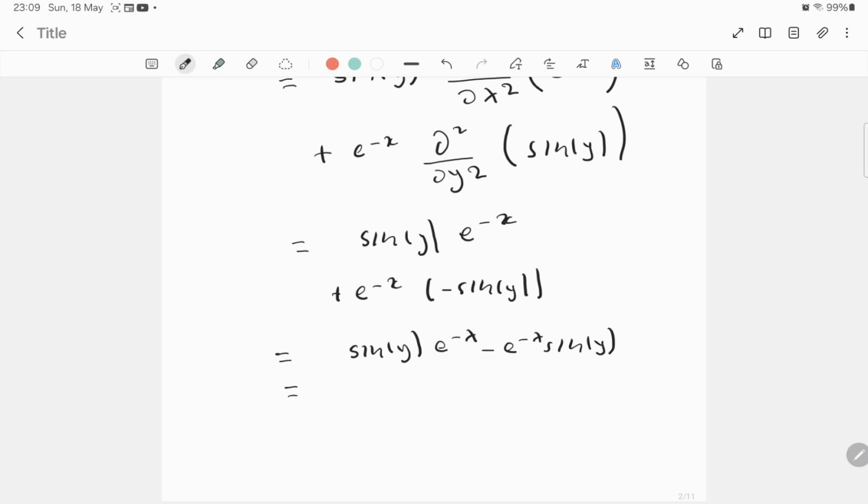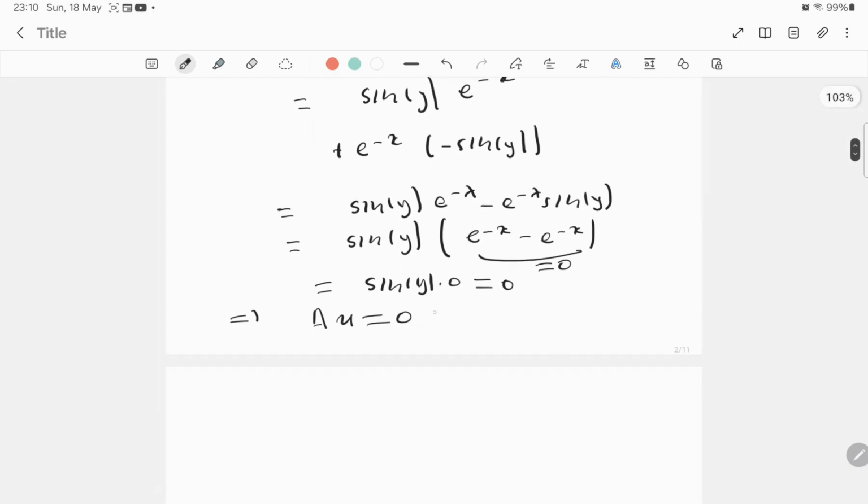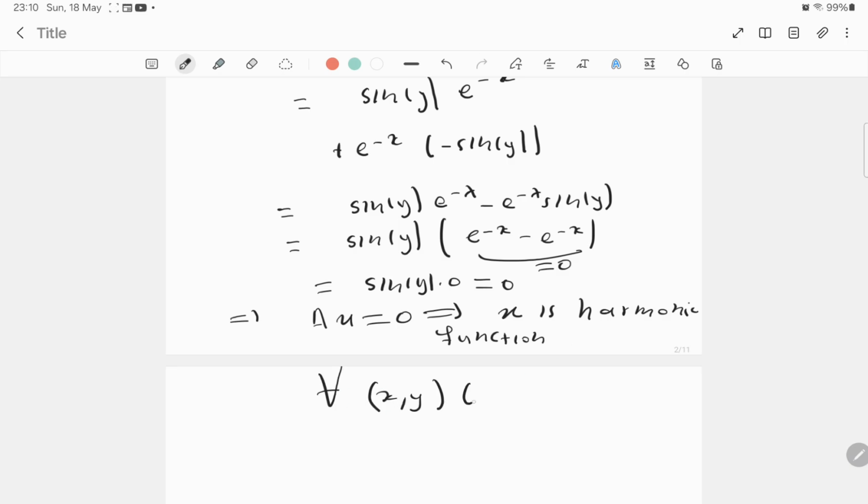Okay, let's take common factor sine y. And inside the brackets we have e to the minus x minus e to the minus x. And of course this is equal to 0. Sine y times 0, and altogether I get that the Laplacian of u is equal to 0, and this leads to u being a harmonic function for every x and y in the two-dimensional Euclidean space.